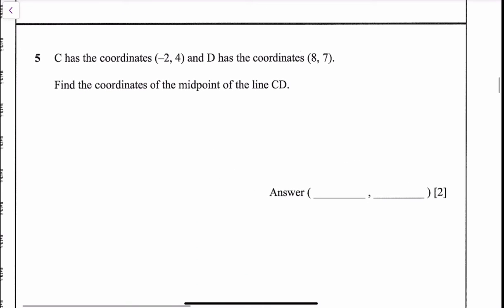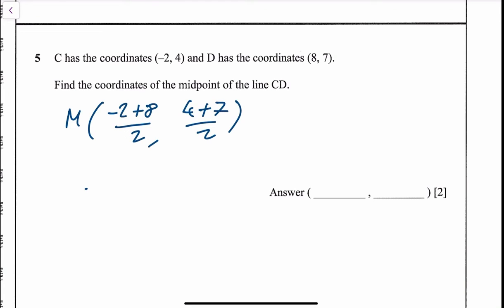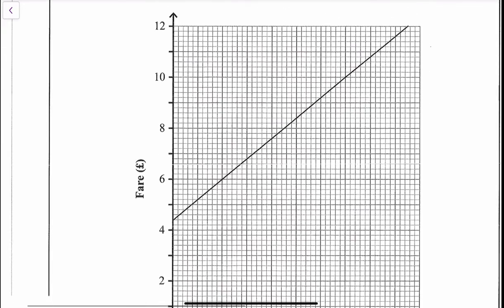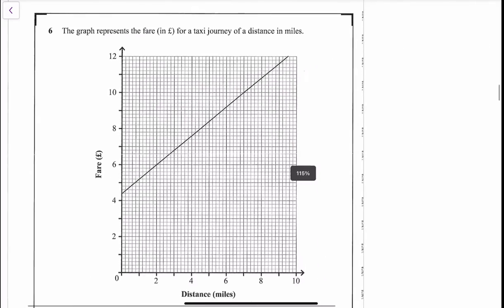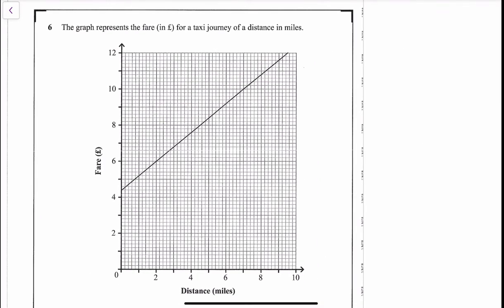Next question says, C is coordinate of -2, 4, D is coordinate of 8, 7, find the coordinates of the midpoint. To get the midpoint, you add the 2 x values and divide by 2. Add the 2 y values and divide by 2. So that's going to be 6 divided by 2, which is 3. 11 divided by 2, which is 5.5. So 3, 5.5. So that's a nice question. Next one says a graph represents a fare in pounds for a taxi journey of a distance in miles.